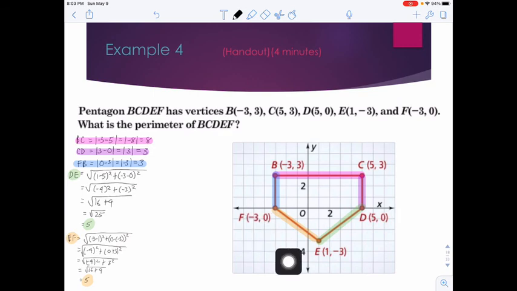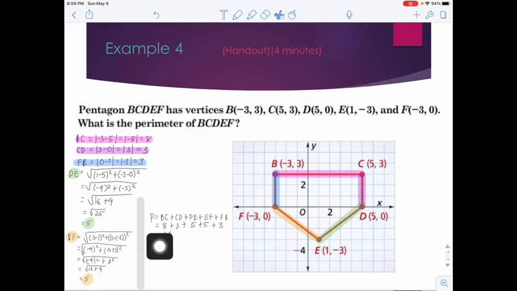We can do the same thing for segment FE, which is also diagonal, using the points F (-3, 0) and E (1, -3) to get the square root of (-3 minus 1) squared plus (0 minus -3) squared. -3 minus 1 gives us -4. 0 minus -3 becomes 0 plus 3, or 3. So we have -4 squared is 16, 3 squared is 9. 16 plus 9 again gives us the square root of 25, which is just 5. So the length of segment EF is 5.